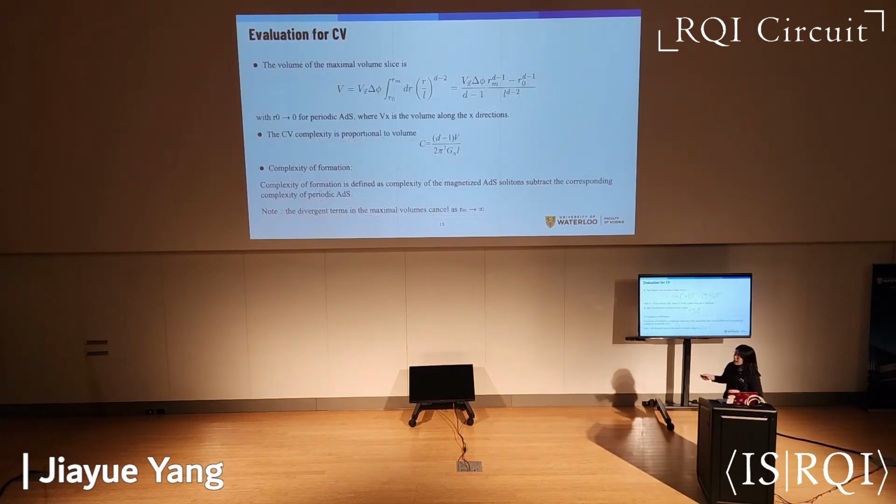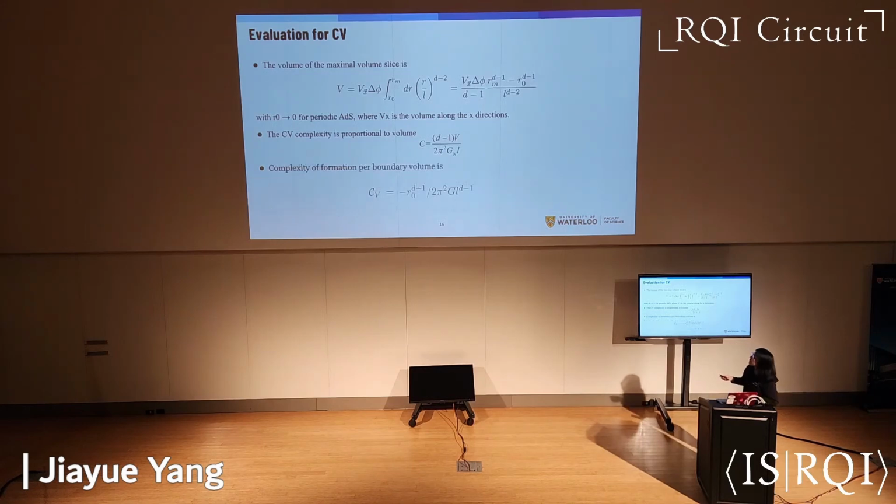Now let's evaluate the complexity using the three different proposals. For the CV conjecture, the value of the maximal volume slice is just this integral. It's very easy, and as we can see, when R0 equals 0, it is the AdS case. But here is a problem: there is a divergence in this formula, as Rm approaches infinity. So in order to cancel this divergence, we introduce the complexity of formation, which is the complexity of the magnetized AdS soliton minus the corresponding complexity of the AdS. Our complexity is just proportional to this part.